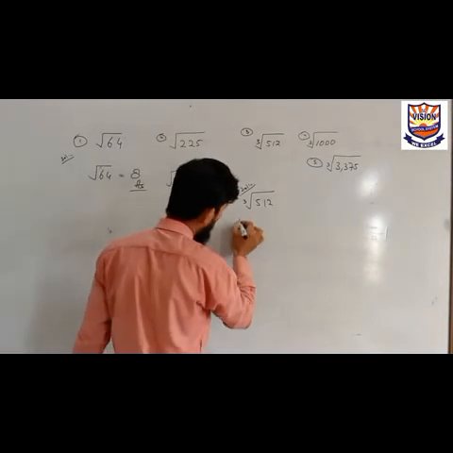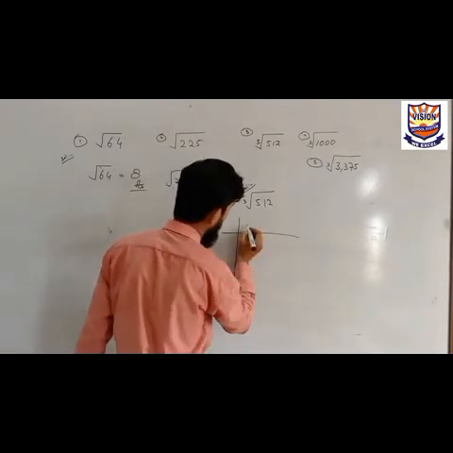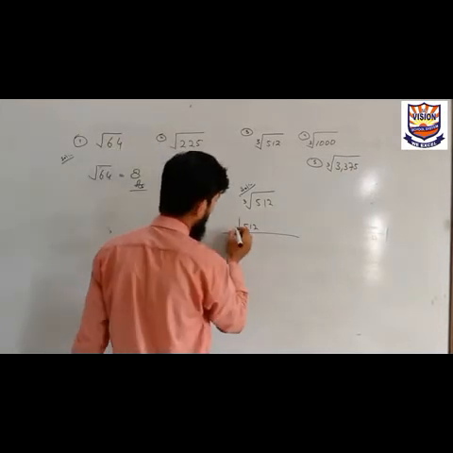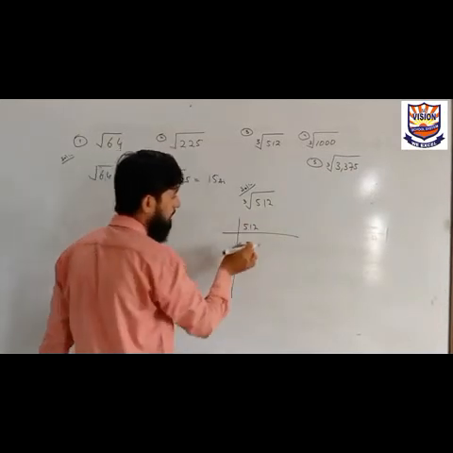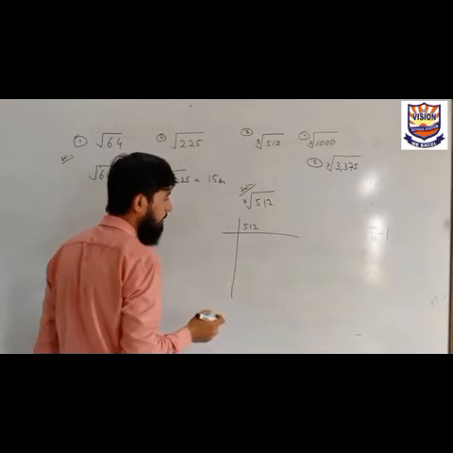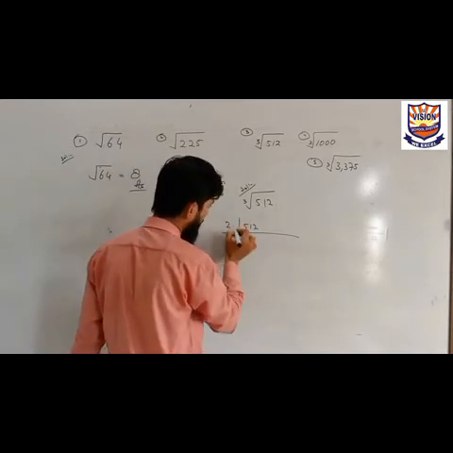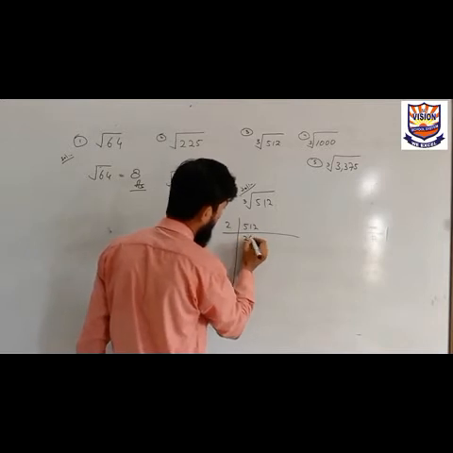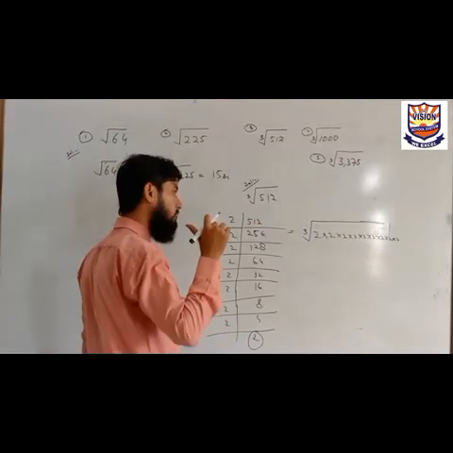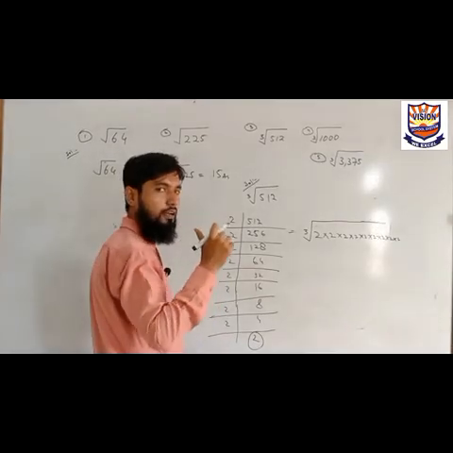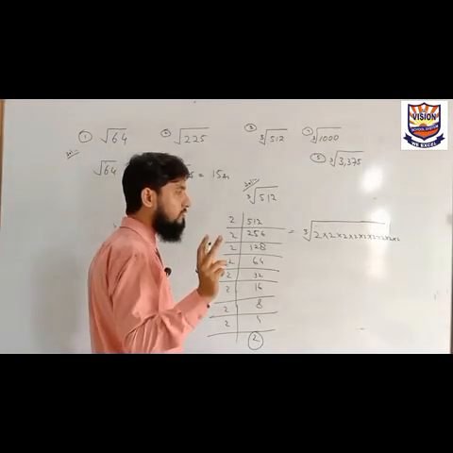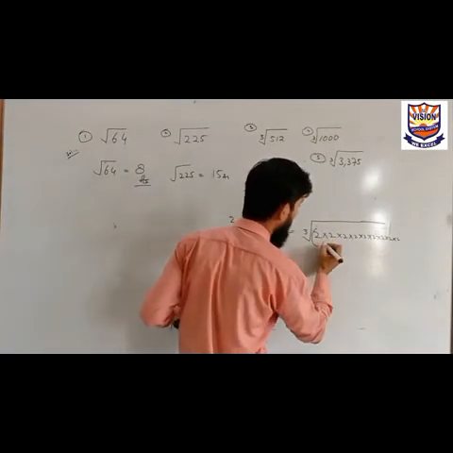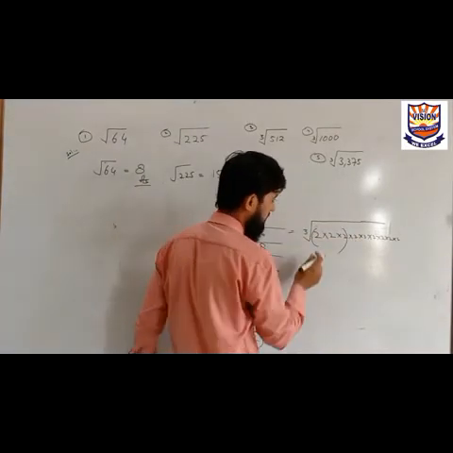Now write its prime factors. 512. The number is an even number, so we can divide this number by 2. 2 2s are 4, again 2 5s are 10. In square root we used to make a group of two same numbers. Here we will make a group of three same numbers. So here make a group of three same numbers.